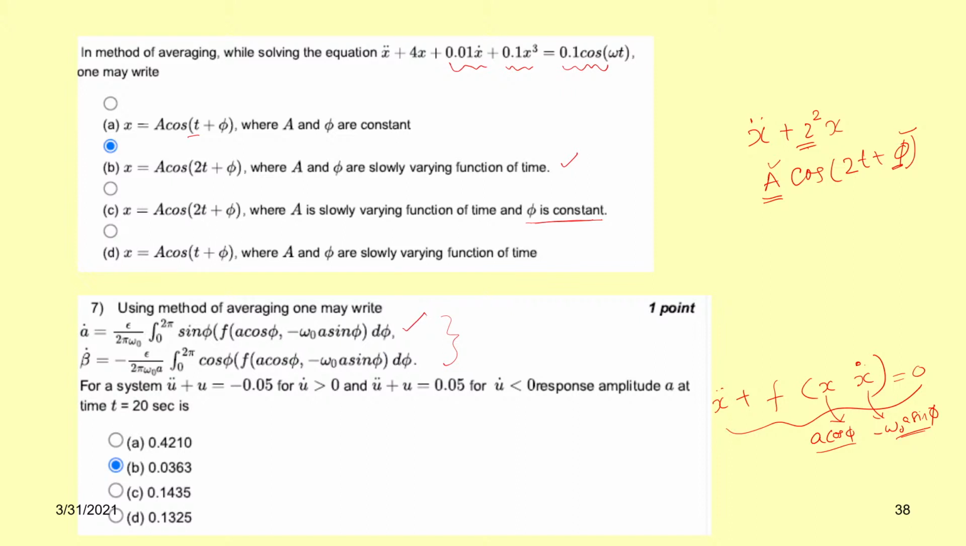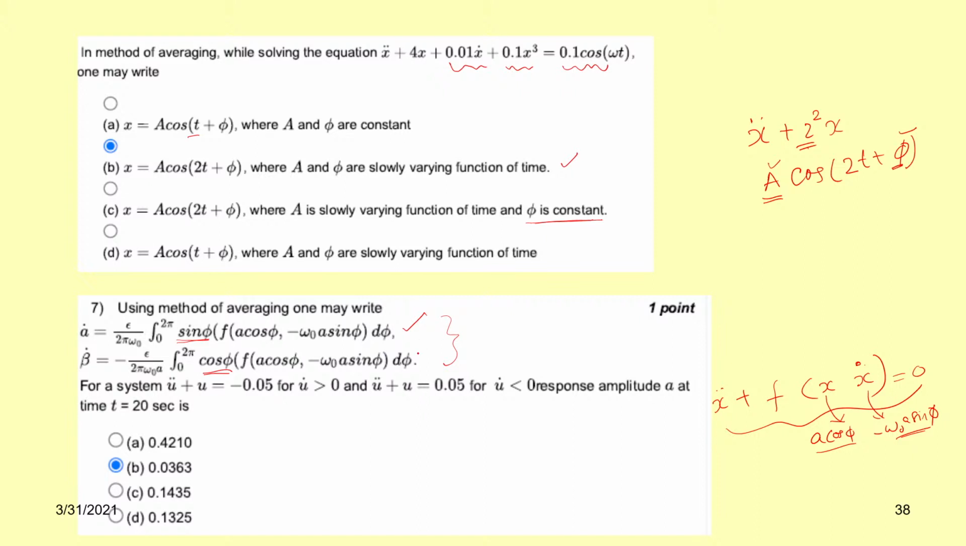Similarly, beta dot you can get by putting minus epsilon by 2 pi omega 0 a, integration 0 to 2 pi. Here you are multiplying by cos phi, and in the a dot equation you are multiplying by sin phi. Replacing x by a cos phi and x dot by minus omega 0 a sin phi, this way you can find a dot and beta dot. These are the hints given to you.